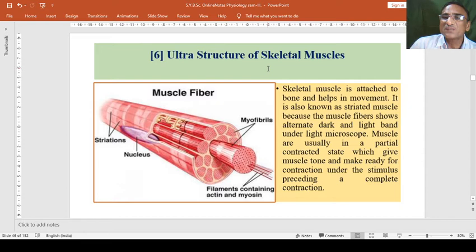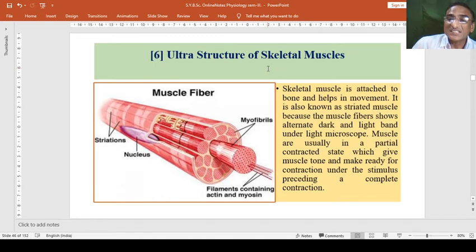The muscles which are found in association with the skeleton are also known as skeletal muscles or striated muscles, because these muscles have different bands or striations along their whole length, and because of these fibers they show alternate dark and light bands on the muscle fibers if we observe these muscles under a light microscope.